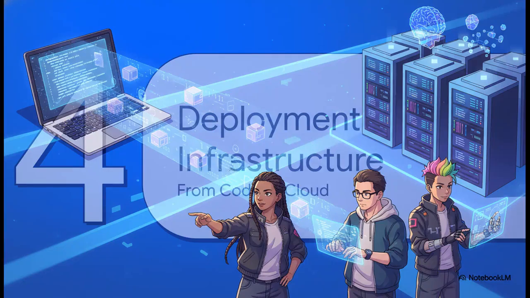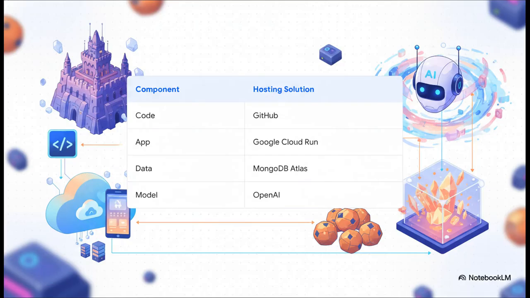So we've covered the development tools and the architecture. Now let's look at the deployment infrastructure. In other words, how this project actually goes from a local machine out into the cloud. This table gives us a really clear breakdown of the hosting environment. The code itself is versioned on GitHub. The Streamlit app is deployed on Google Cloud Run, which gives you scalable, serverless execution. The data is managed in MongoDB Atlas, and the generative AI model is accessed through the OpenAI API. You see how each component has its own distinct, dedicated service? It's a perfect illustration of a clean separation of concerns.